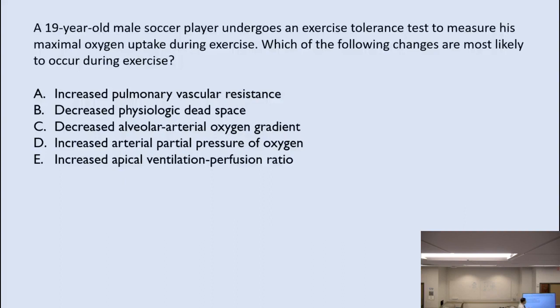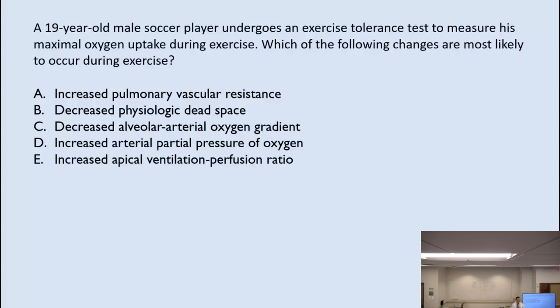So what happens during exercise? Do we have an increase in vascular resistance? Do we have constriction in the blood vessels of the lung? No. Do we have a decrease in the physiologic dead space? Yes. Decreased alveolar arterial oxygen gradient, but there are concepts that I know you haven't studied. Gradient is difference, the difference in the oxygen that we have in the alveoli and the arterial blood.